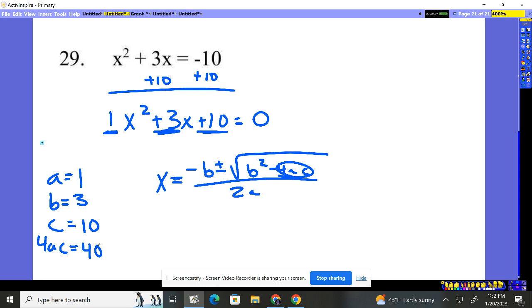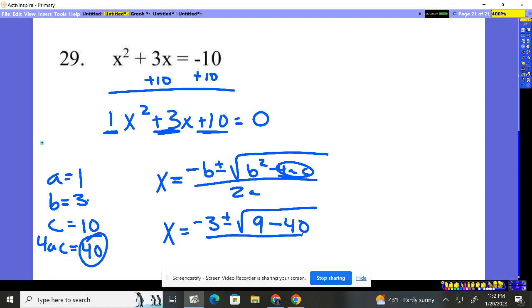Now, what do I do? Well, just plug them in. Opposite of b, opposite of 3, plus or minus the square root of b squared. 3 squared is how much? 9. I can do that. Minus, we already did 4ac, 40. All over 2 times 1, which is 2.